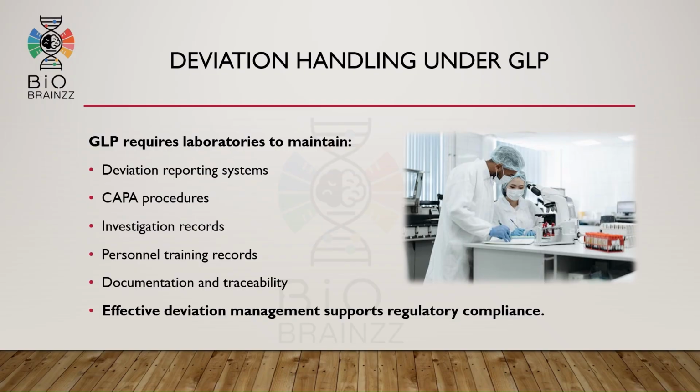Under good laboratory practice, laboratories must maintain proper deviation reporting systems and CAPA procedures. Investigation records, personnel training records, documentation, and traceability systems should also be maintained. Effective deviation management supports regulatory compliance and laboratory quality systems.